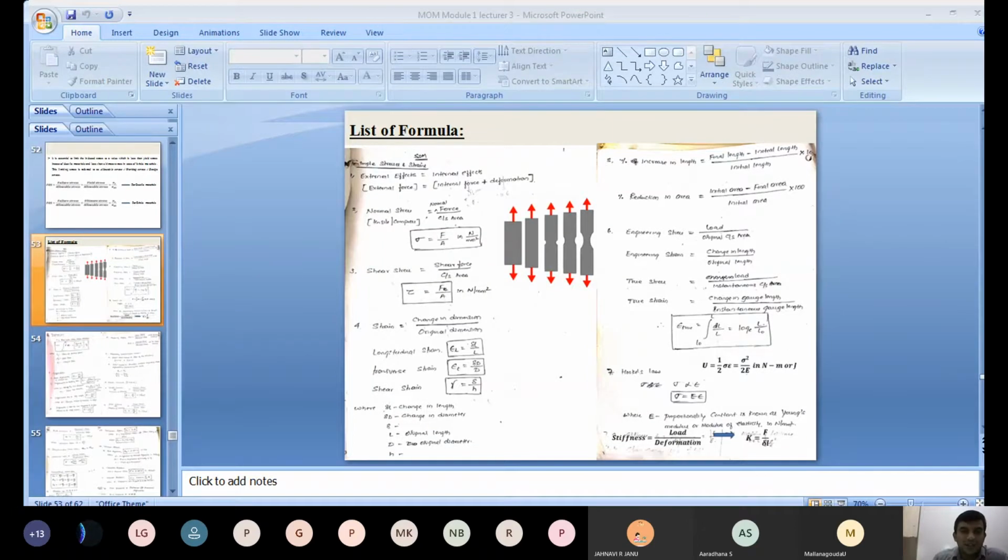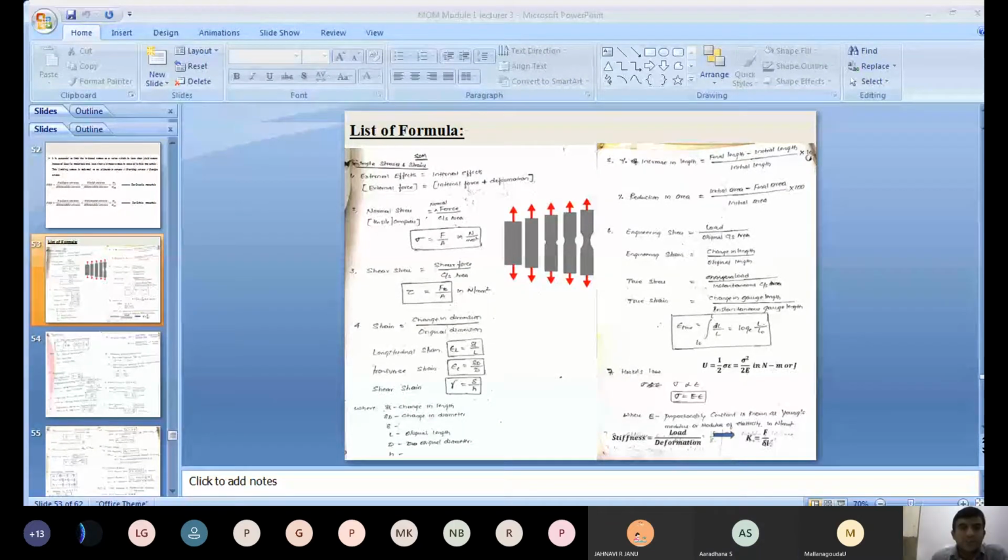So our subject is mechanics of materials, also called strength of materials. In that, what topic did we discuss here? Simple stresses and strain. Right. Now this slide is visible. Yes, sir. Okay, thank you.